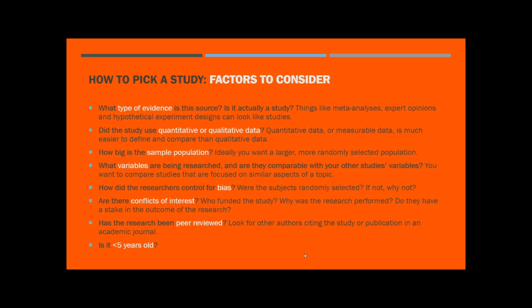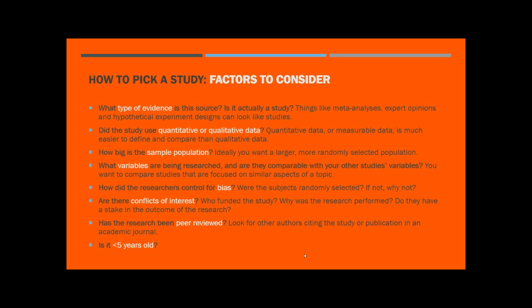You also want to look at sample size of the population. Ideally, you want a population that is as representative of the entire human race as possible. So the bigger the better, the more diverse the better. And I'm talking like racial diversity, economic diversity, geographical diversity, cultural. I mean, just as diverse as you can get is better. And then also you want to pay attention to, again, the variables that are being researched. What aspects of your topic are actually being measured, and can you compare them to the other studies easily?